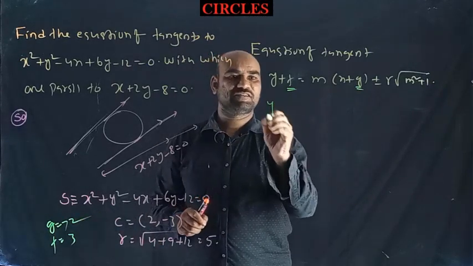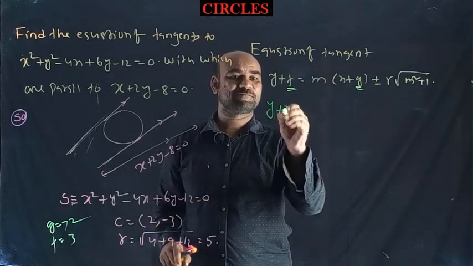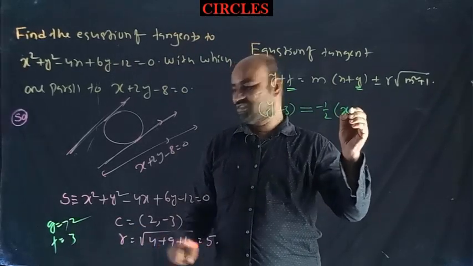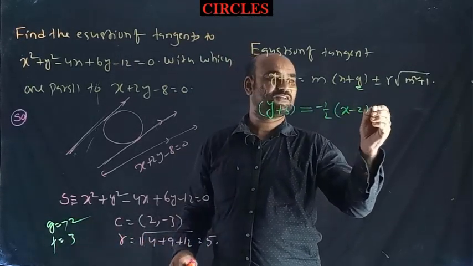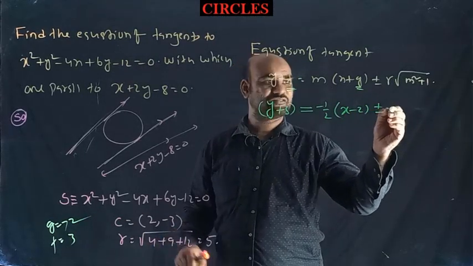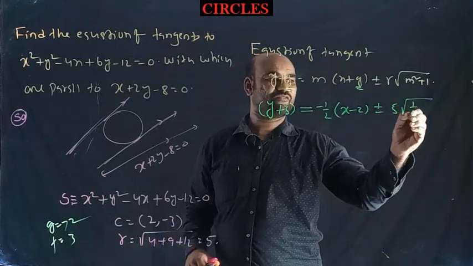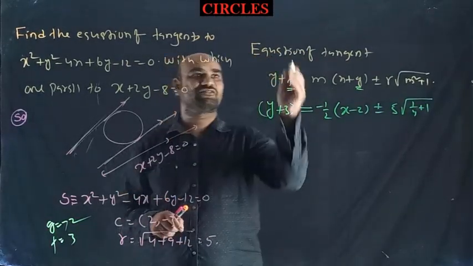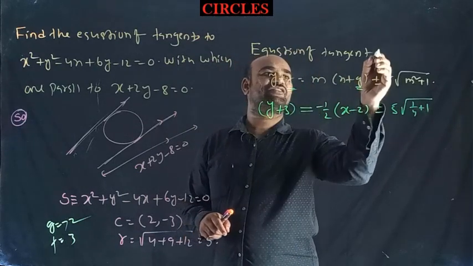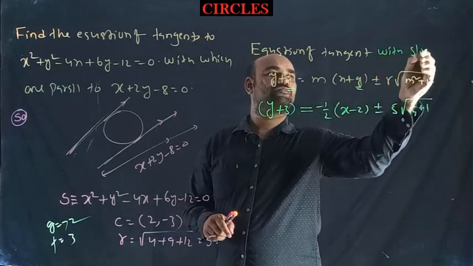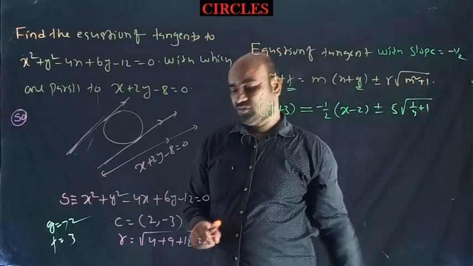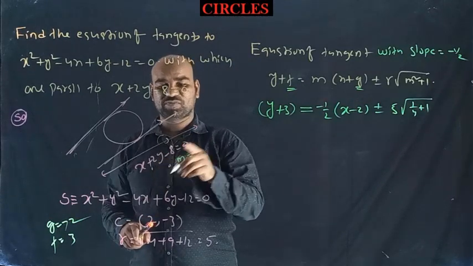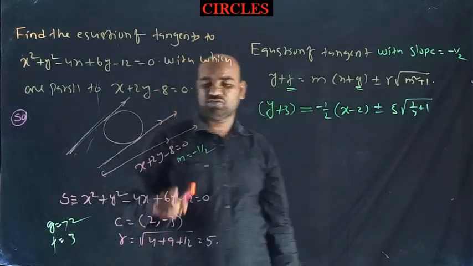So y plus f means plus 3 equal to m, which is minus 1 by 2, times x plus g, which is minus 2, plus or minus r, which is 5, into root over m square, that is 1 by 4, plus 1. Slope, actually you need to mention: the equation of tangent with the slope equal to minus 1 by 2. Because the slope of this line is minus 1 by 2 only, no? While converting to y equal to mx plus c form, we get m equal to minus 1 by 2.